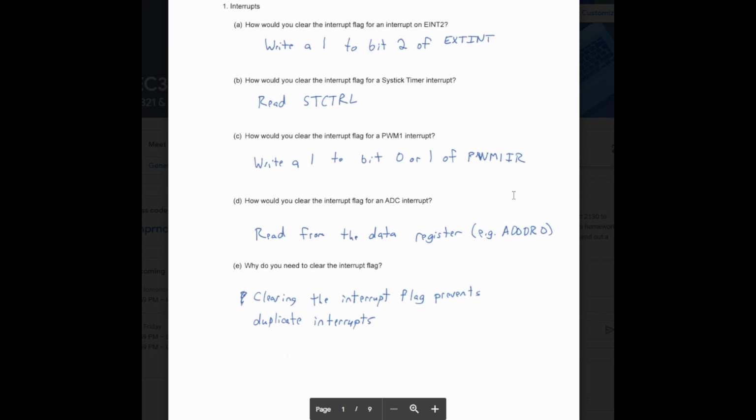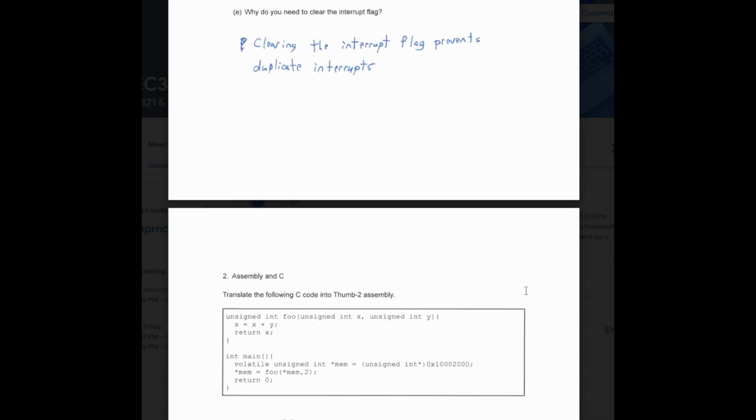So that's it for question one, just some trivia about the external interrupts and interrupts in general. The really important thing is that we do want to clear the interrupt flags every time.